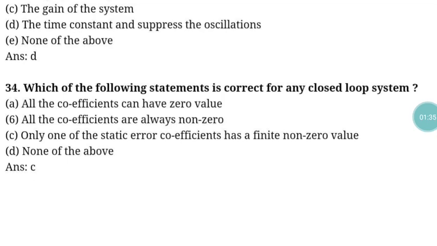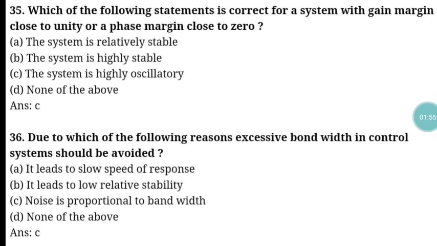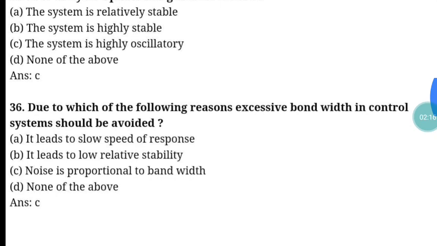Question number 34. Which of the following statements is correct for any closed loop system? Option C is the correct answer: only one of the static error coefficients has a finite non-zero value. Next, question number 35. Which of the following statements is correct for a system with gain margin close to unity or phase margin close to 0? The correct answer is option C. The system is highly oscillatory.